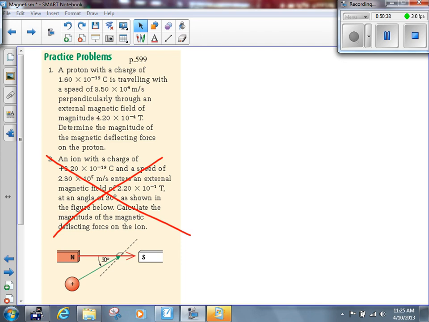Let's take a look at it now. Is there any way to find the direction of the magnetic force in this problem? Can we find the direction of the force? There is a force, and therefore there is a direction, but can we find it? We can't, because we don't know which way the particles are moving.